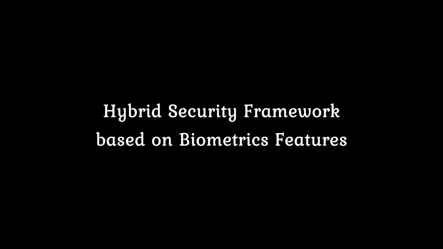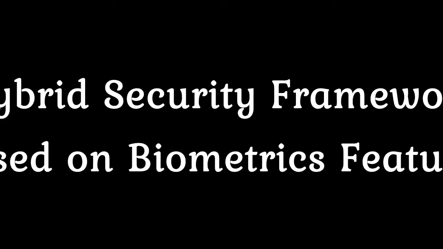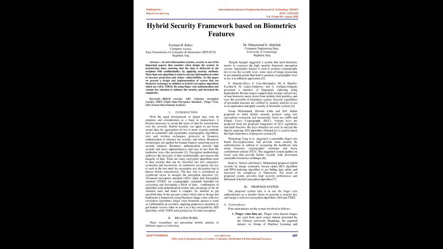Hybrid security framework based on biometrics. Features. Abstract. In most information systems, security is one of the important aspects to consider when designing the system. In transferring data, the data must be delivered to the recipient with confidentiality, by applying security methods. More than one algorithm is used to encrypt information in order to increase protection and reduce vulnerabilities.